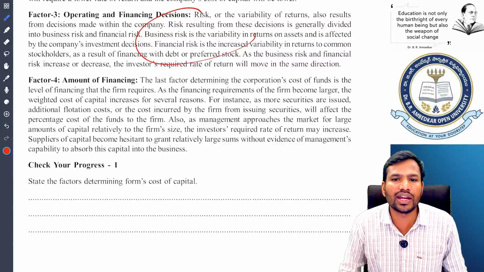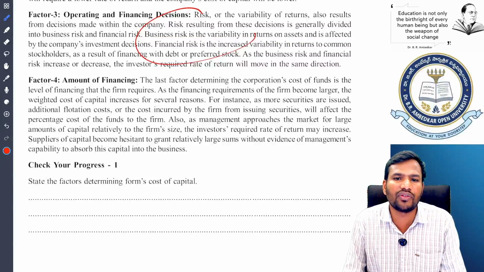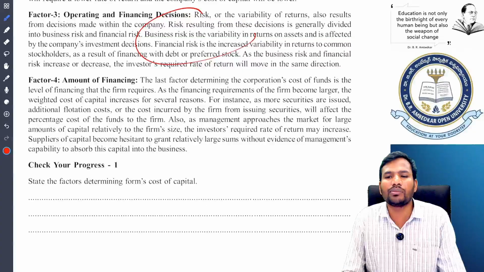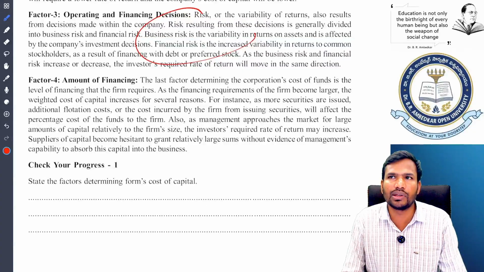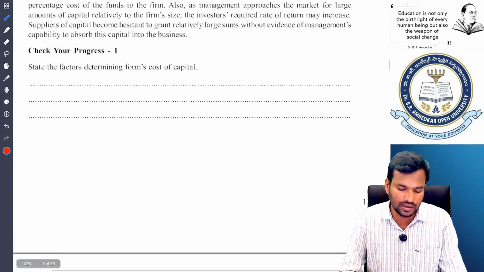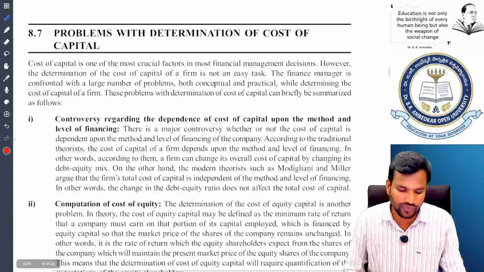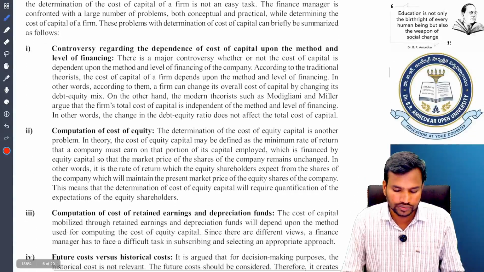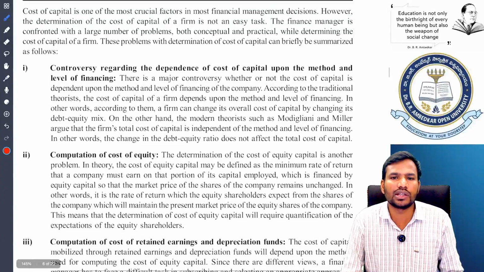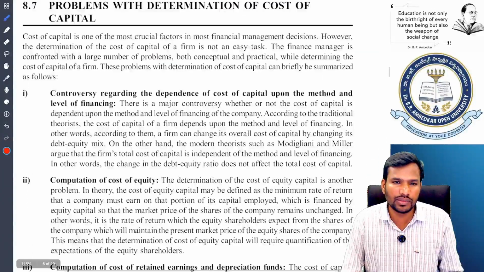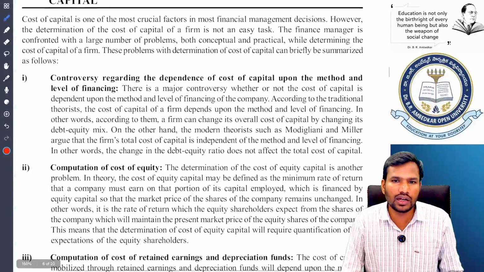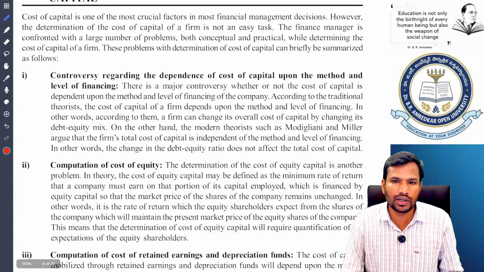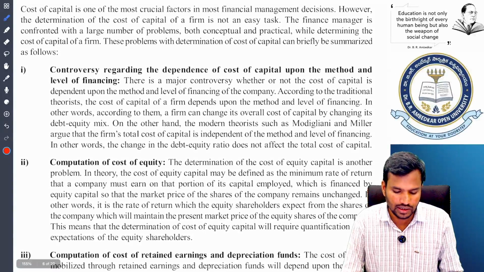As the financing requirements of the firm become larger, the need of the organization also grows. The need and nature of the business, what activities the company is doing, may also be one of the factors affecting the cost of capital. Different controversies are there in the calculation of the cost of capital. Controversy regarding dependence of the cost of capital upon the method and level of financing.